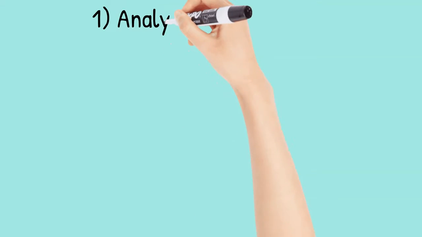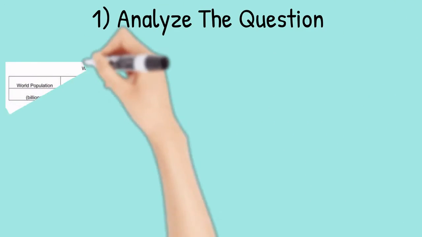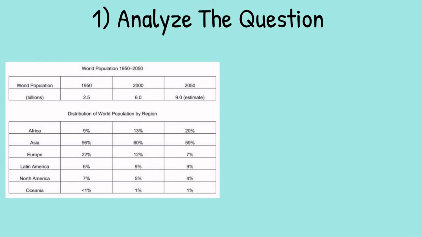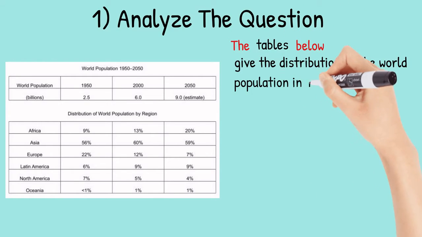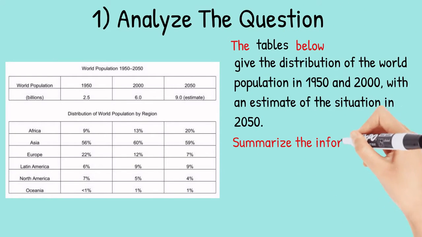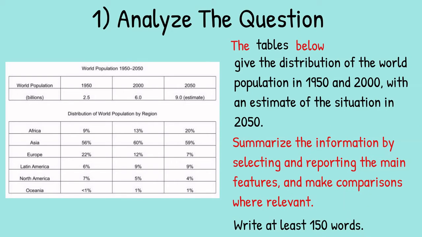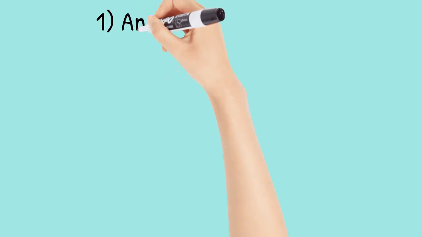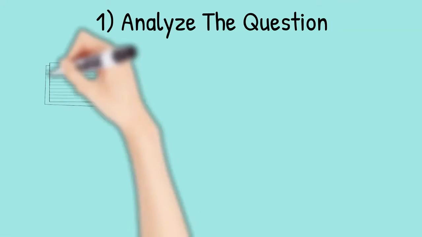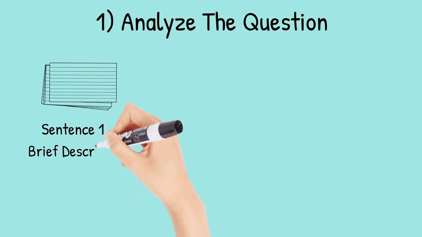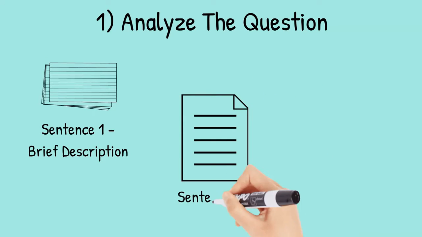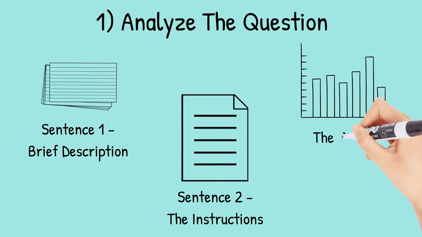Let's understand the first step, that is analyze the question. The format of every academic task 1 question is the same, with the instruction sentence identical in every question. Here is our practice question again with the words that will be included in all questions highlighted. Every question consists of sentence 1, a brief description of the graphic, sentence 2, the instructions, and the graphic itself, which could be a chart, graph, or table.